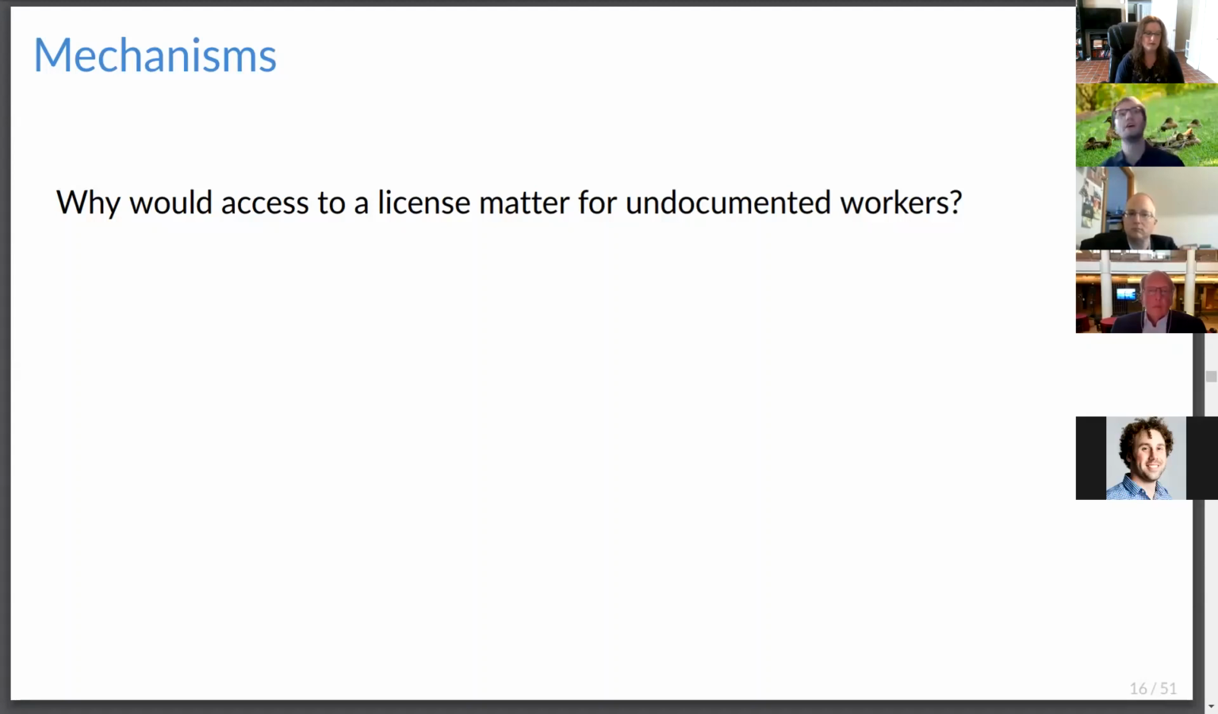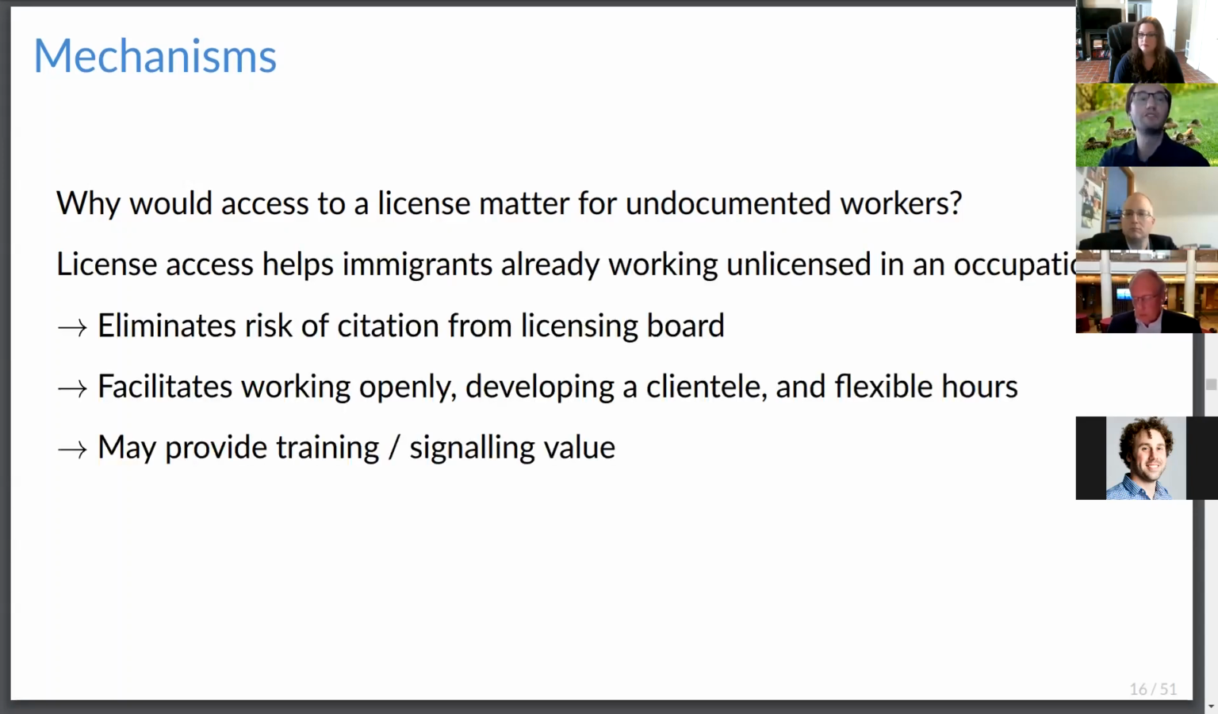Okay, so before I get to what I look at, I wanted to talk a little bit about the mechanisms and why this policy matters. So why would a license matter for an undocumented immigrant worker if you're already working illegally? Why does the legal right to practice an occupation matter if almost by definition your practice won't be legal? There are two channels I'm thinking about. One is that licensing access helps immigrants that are already working unlicensed in an occupation. The occupation I have in mind when I'm thinking about all of this is barbers. I think it's a common plausible occupation.